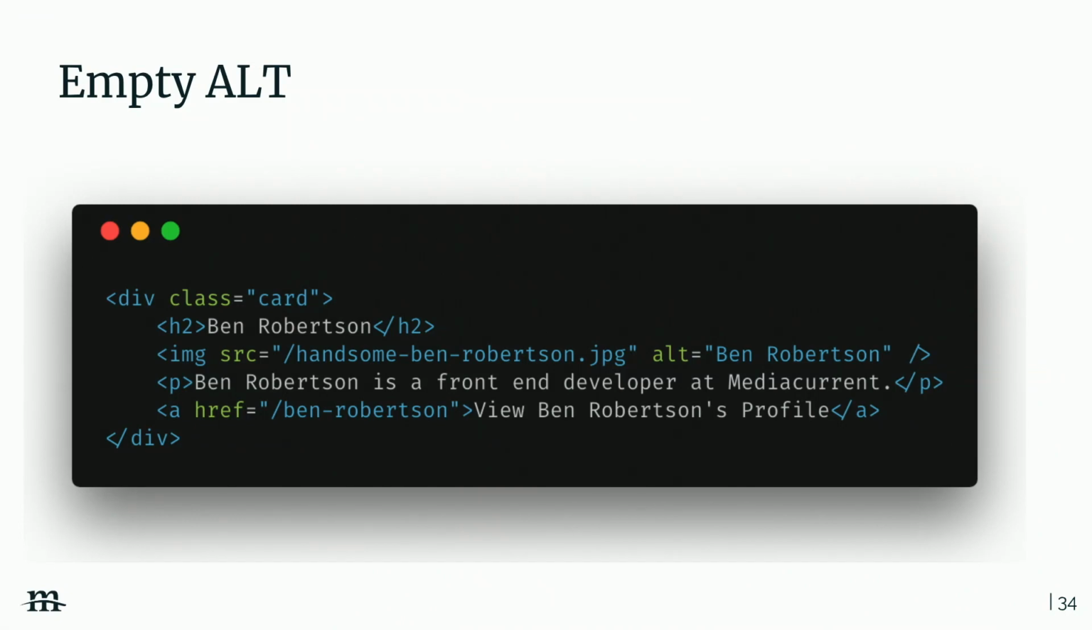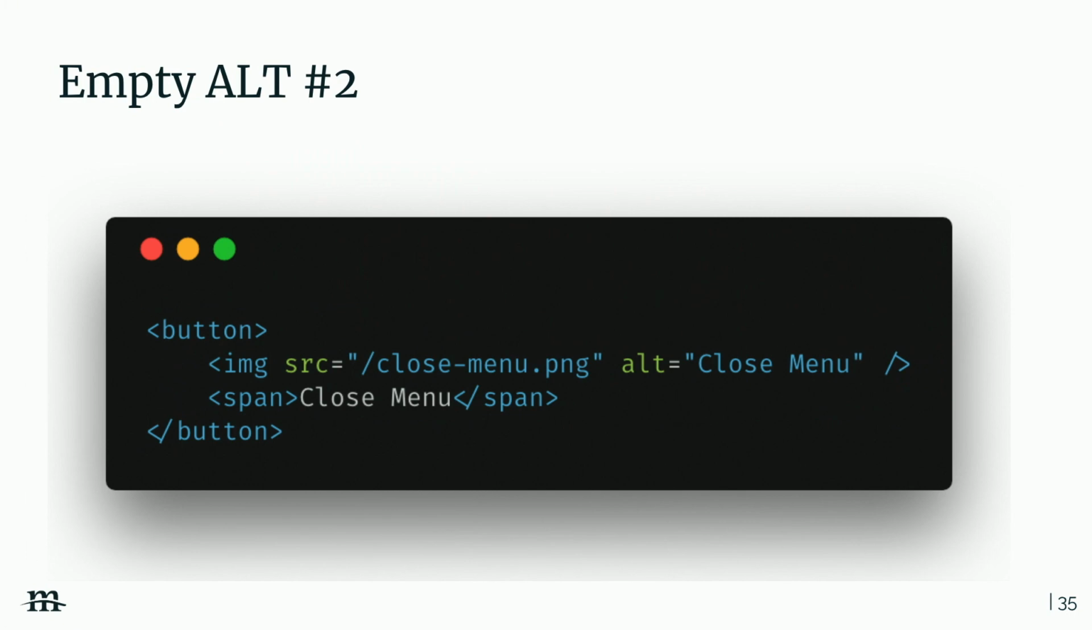And unless there's something in the image that's very important to convey, like Ben Robertson standing on a horse, maybe, that might be interesting. Like there's some detail that's very important to the content. This would be a really good situation where you can just leave that alt text blank, because they know that it's a card that's about me. That's a really good example that I recently came across.